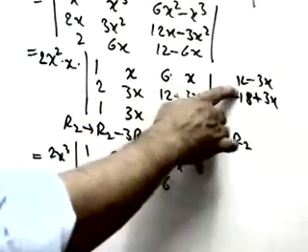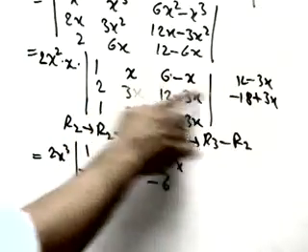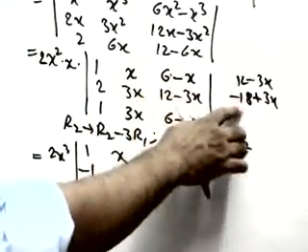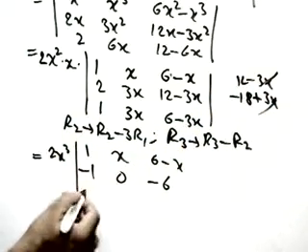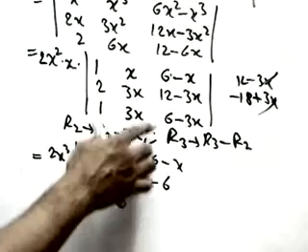See here, R2 minus 3R1. R2 is 12 minus 6. Minus 3, 6 are 18, minus 2 minus plus 3x. So 12 minus 18 is minus 6. This will get cancelled. So lastly, this one, 1 minus 2 minus 1.